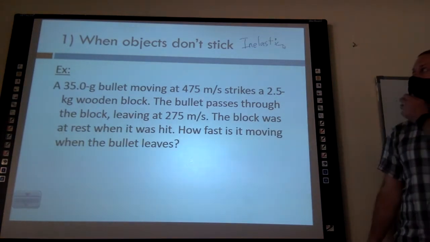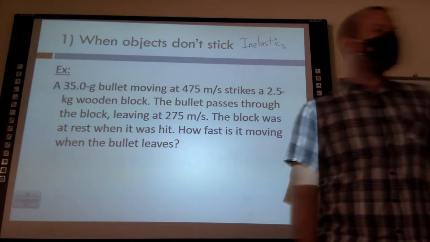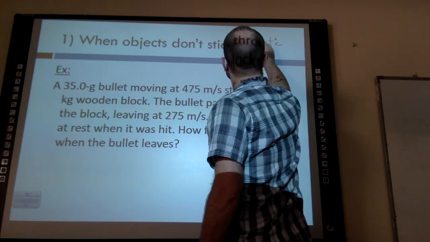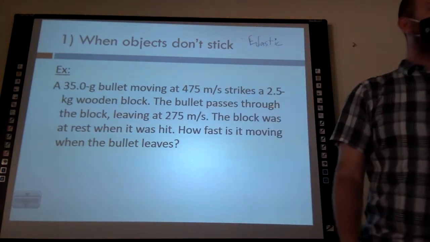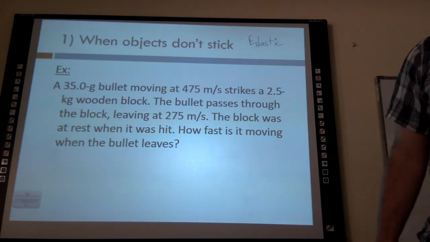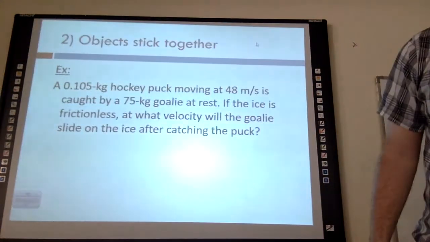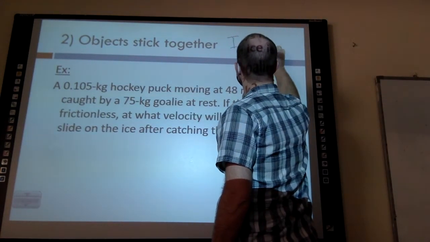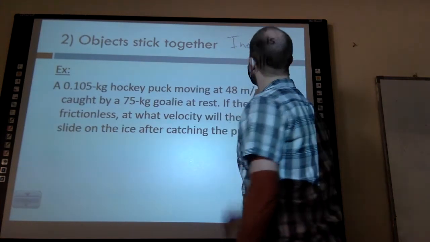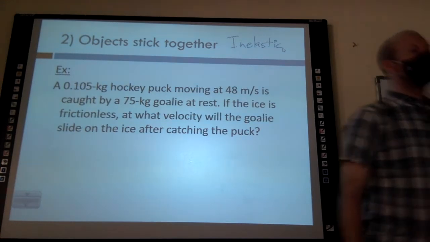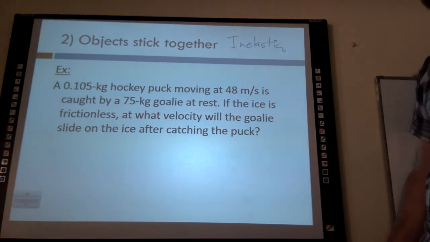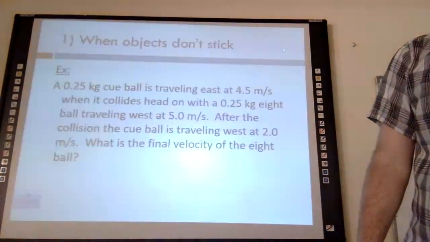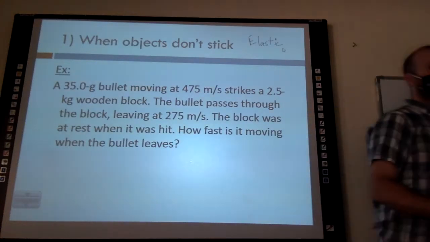So when objects don't stick, we're going to call this, sorry, this one's elastic. So if two objects hit each other and bounce off, elastic. In the row beneath that, I've got where objects stick together. This one is inelastic. So when two objects stick together, it's inelastic. And then the last type we're going to deal with is explosion. So these are the three types of collisions you can see: elastic, inelastic, explosion.